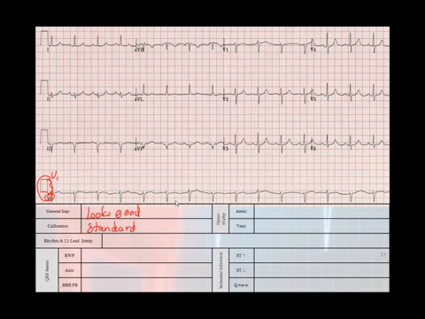Our rate is 300, 150, 100, so it's about 95 to 100. P waves before every QRS complex. Looks like they're married to the QRS. So our rhythm interpretation is going to be a sinus rhythm at 95 beats per minute, and that would be the end of our 12-lead interpretation up to this point.